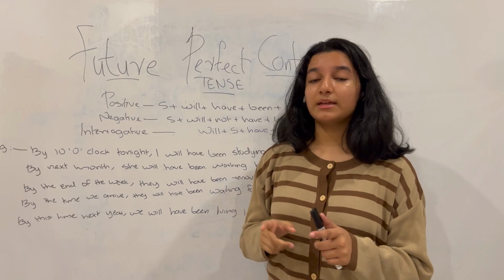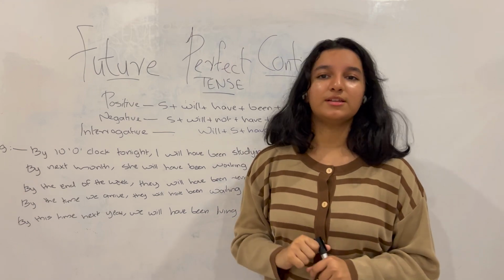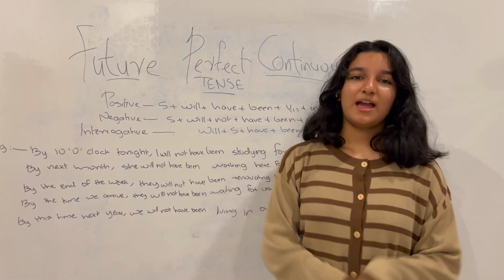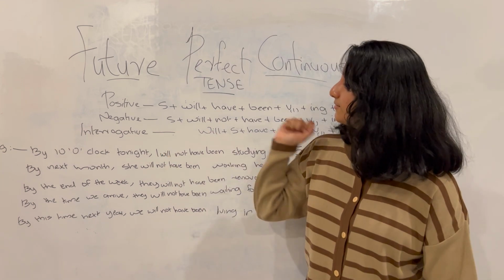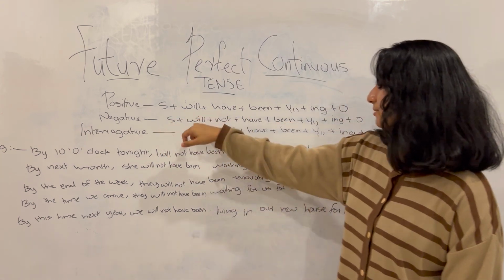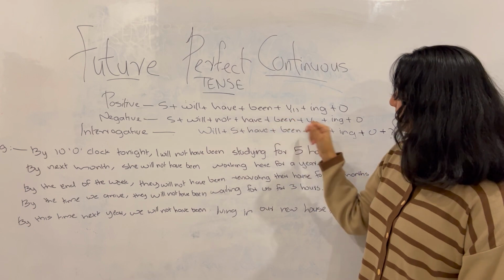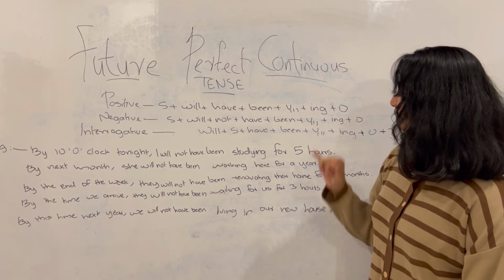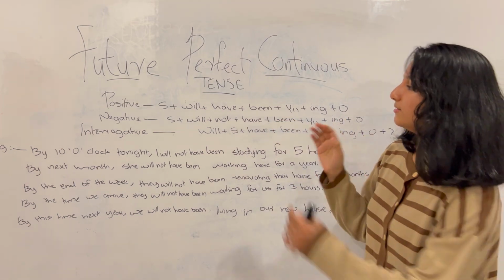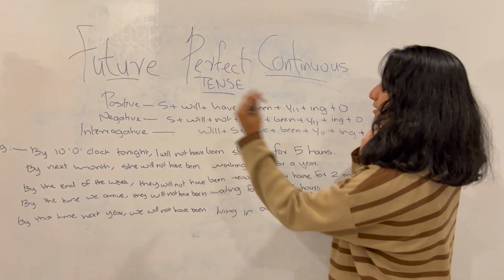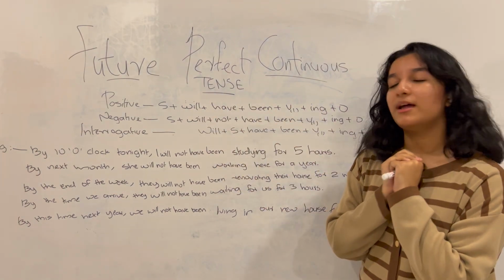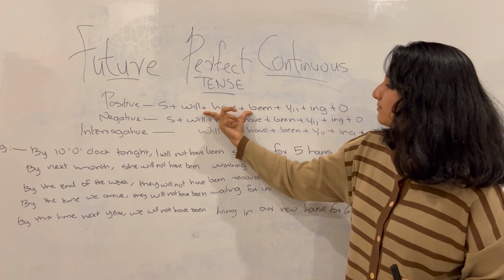Now let's take a look at negative sentences in future perfect continuous tense. So next up we have a negative. For negative, the format is subject plus will plus not plus have plus been plus verb in the first form plus ing plus object. Now this sounds really long, but it's not. Let's see over here, will have been.